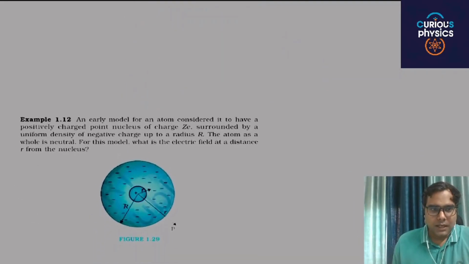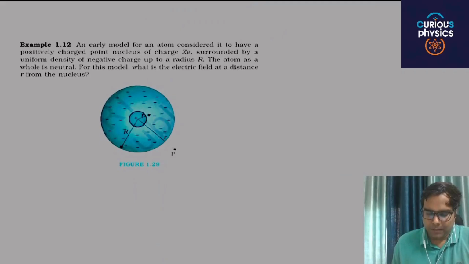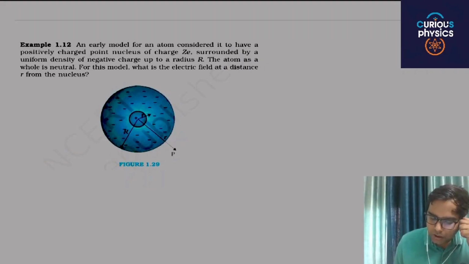Next is this particular example. An early model for an atom considered it to have a positively charged point nucleus of charge Ze surrounded by a uniform density of negative charge up to radius R. Then the atom as a whole is neutral. For this model, what is the electric field at a distance r from the nucleus?